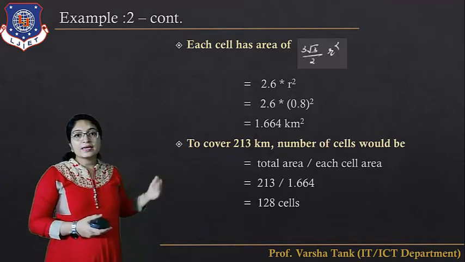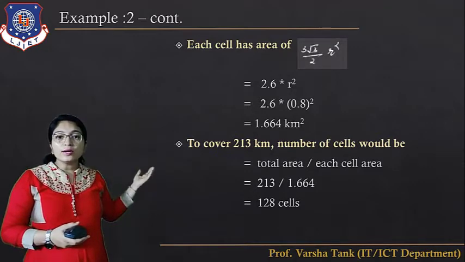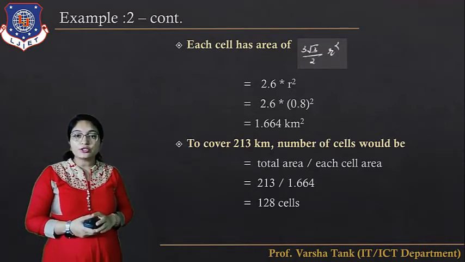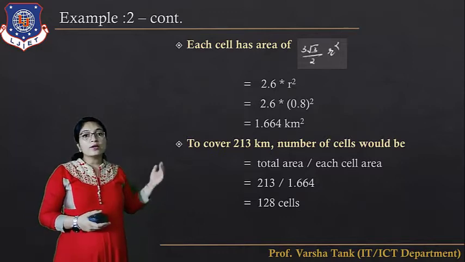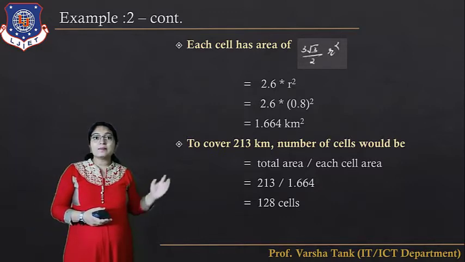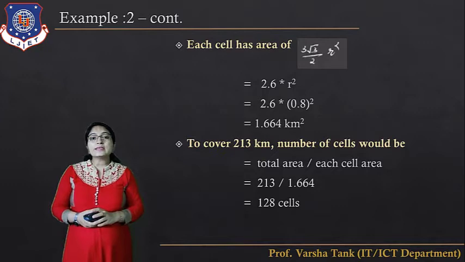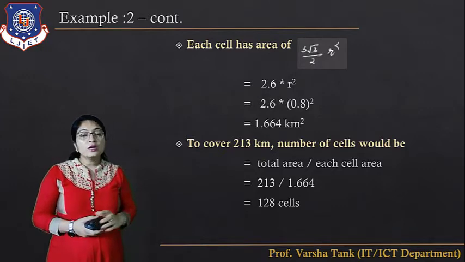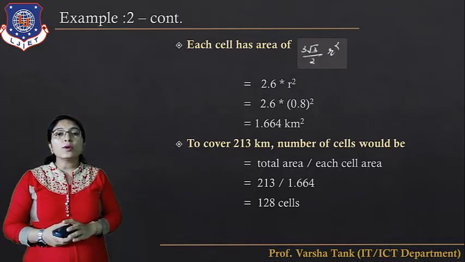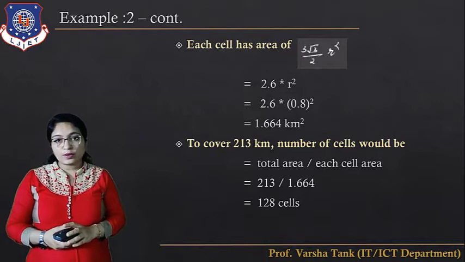Now each cell has an area that we have already calculated. So 3 under root 3 by 2 r square. If you calculate, you will get the 2.6 answer multiplied by r square. So 2.6 into 0.8 square. So you will get the answer 1.664 kilometers square.